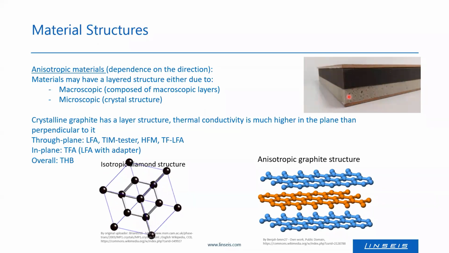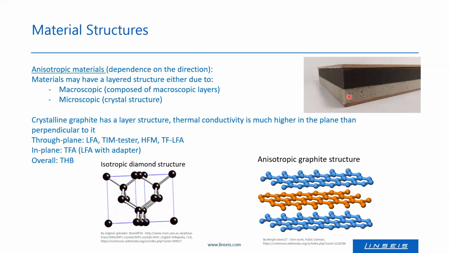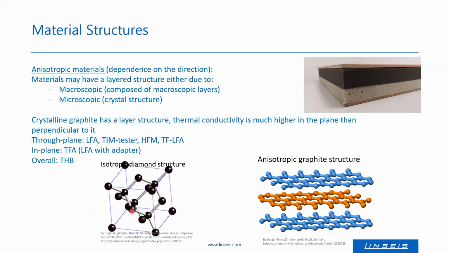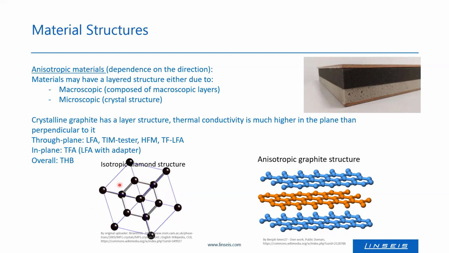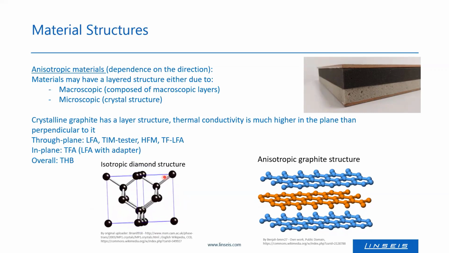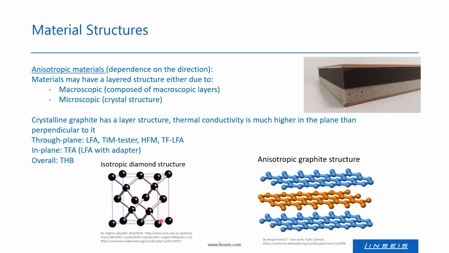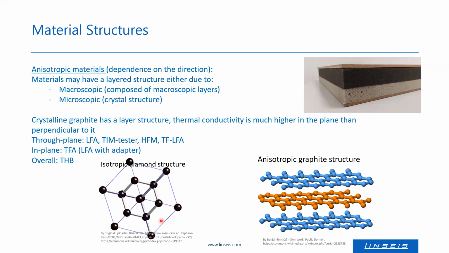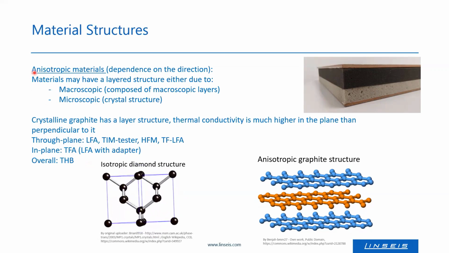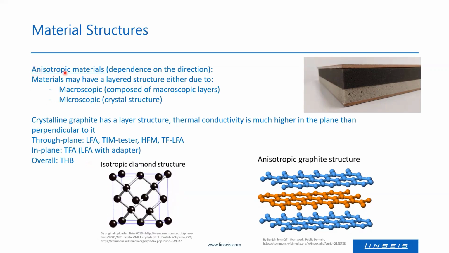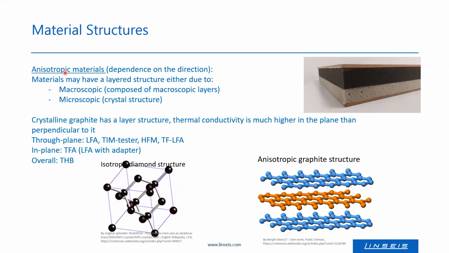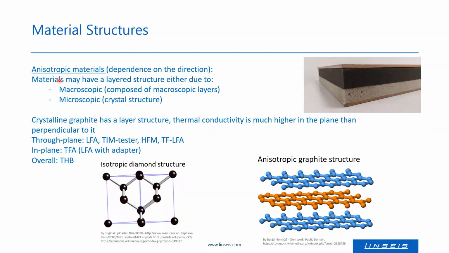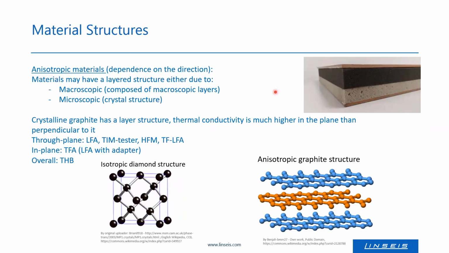Now let's talk about different materials and their structures. If you want to analyze isotropic materials, so materials with the same properties in all 3 space directions, like in this diamond structure, life is very easy and you can use whatever instrument you like. If the materials are anisotropic, so that the properties depend on the direction of the sample, then you have to consider that the properties may depend on the direction.